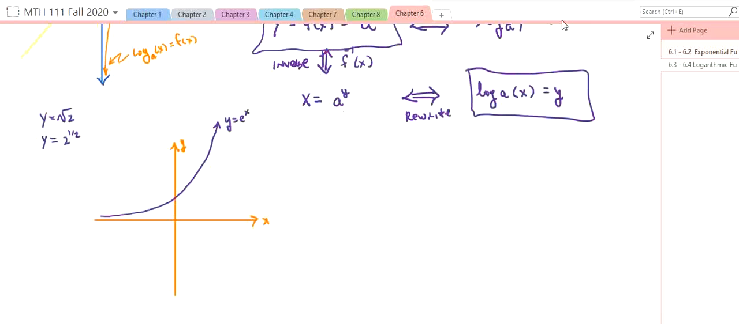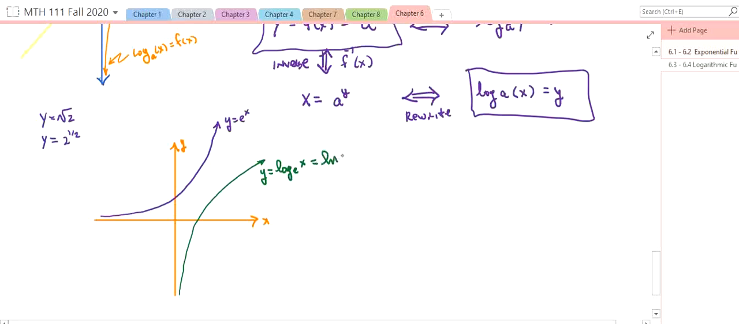And just as a point of interest, if you have y equals e to the x, the exponential function, then you'll have a log function associated with the same base, y equals log base e of x, which is the natural log of x. We write that in shorthand as the natural log of x. That's the inverse of y equals e to the x.